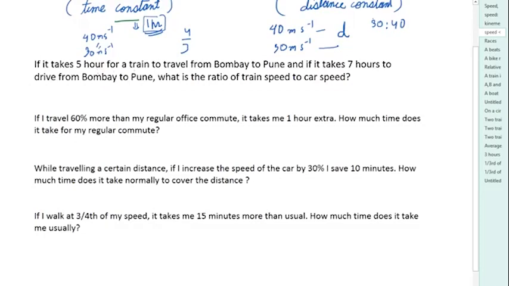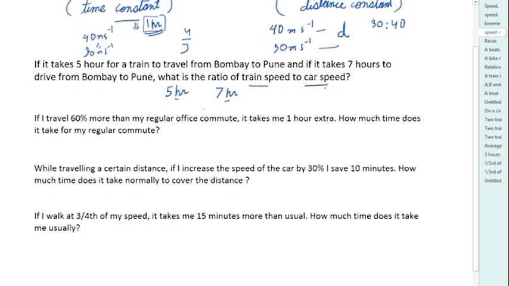If it takes 5 hours for a train to travel from Bombay to Pune, and if it takes 7 hours to drive from Bombay to Pune, the distance is the same. You can assume that. The question should ideally mention it because the tracks and road might differ. The train takes 5 hours and driving takes 7 hours. So what we are being asked is, what is the ratio of train speed to car speed?